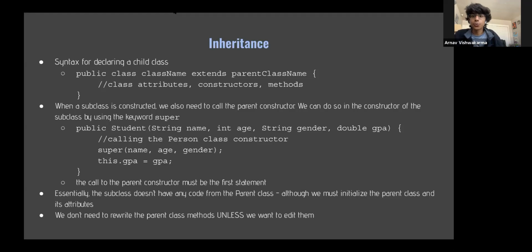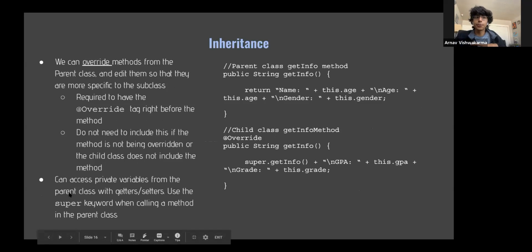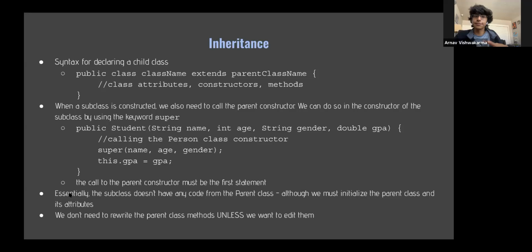After we call the parent constructor with the keyword super, we can initialize our object as usual by saying this.gpa equals GPA, which is standard object construction, all after you call the parent constructor. Essentially, the subclass doesn't actually have any code from the parent class, although we must initialize the parent class and its attributes, and that's pretty important to know. Note that we don't need to rewrite the parent class methods unless we want to override them, which we'll talk about in the next slide.